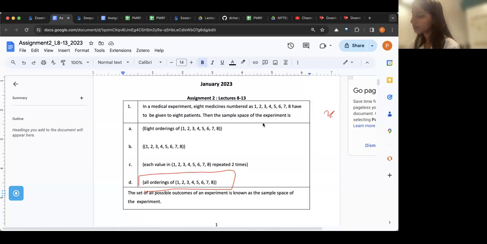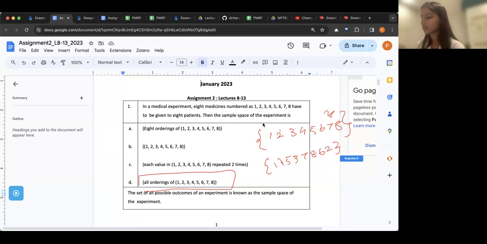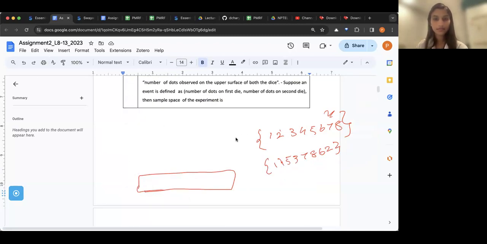Like I said, the order can be like patient 1 is given medicine number 1, patient 2 is given 2, 3, 4, 5, 6, 7, 8. It could be of this order, or it can be 1, 3, 4, 5, 7, 8, 6, 2. So it could be any order of these. So the answer is all orderings of 1, 2, 3, 4, 5, 6, 7, 8.